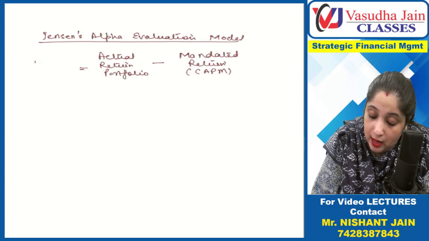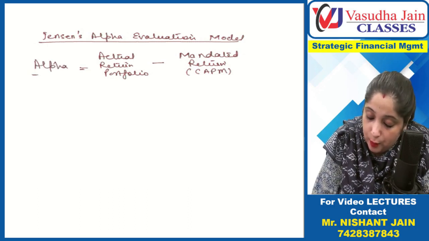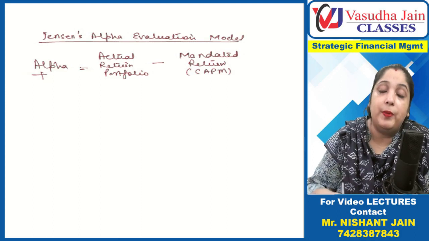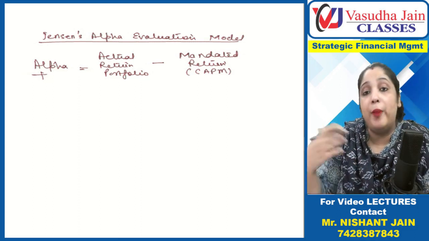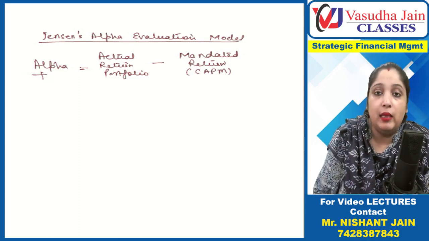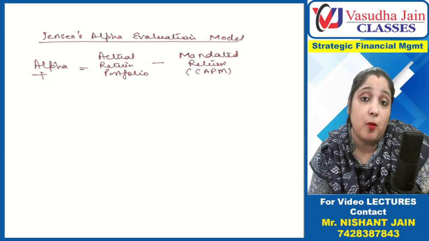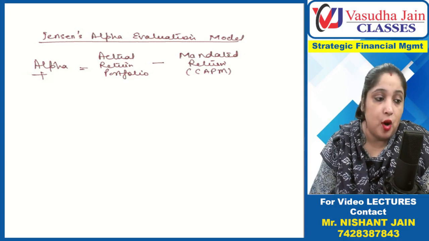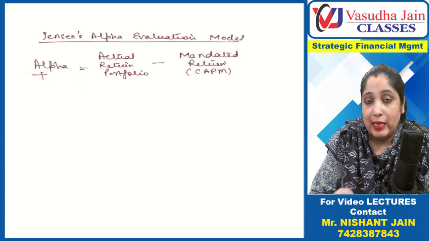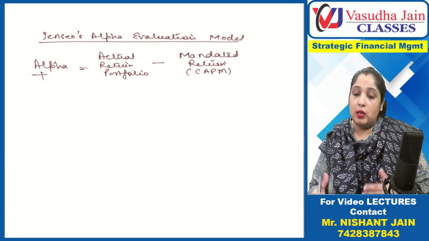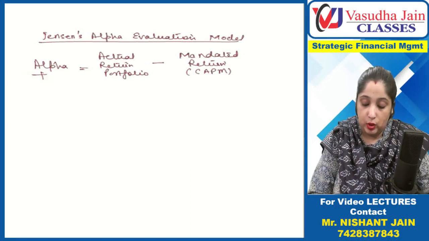Then if Jensen's alpha is positive, that means your portfolio has performed better than the stock market. Higher the alpha, the better. And negative means that your portfolio is not even offering what the stock market is offering when you compare with the stock market. So let us solve one question and see how the Jensen's alpha evaluation model is done.